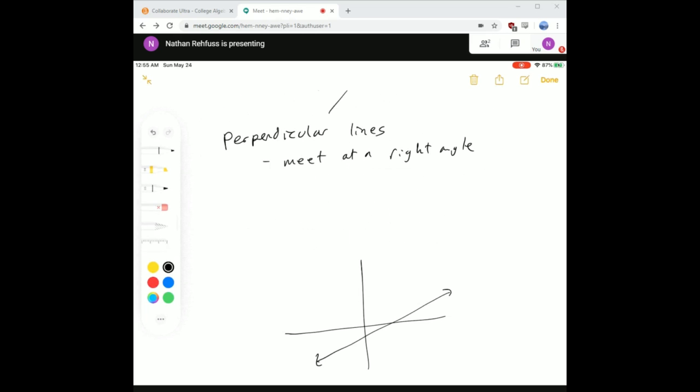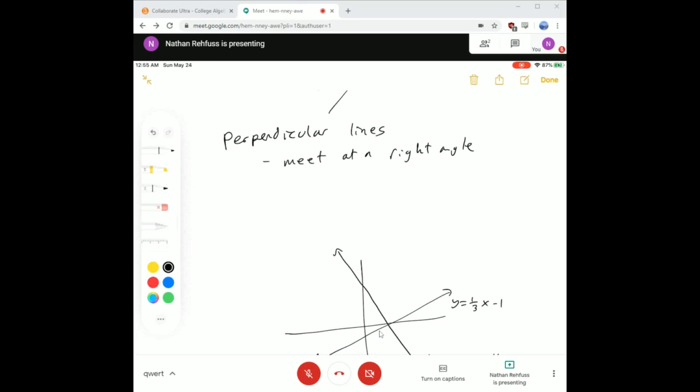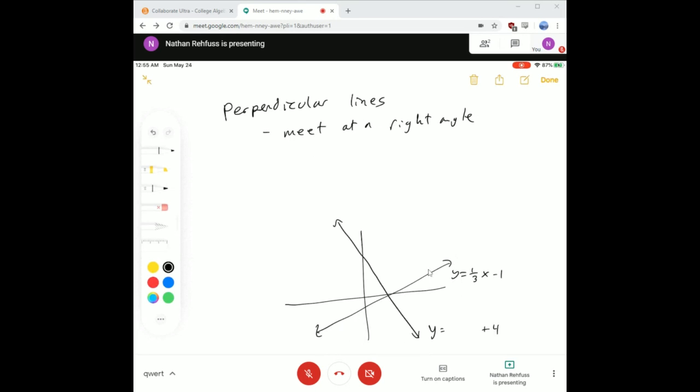Here's an example. This is y equals 1/3 x minus 1. Let's say that this line is perpendicular to it. I see the y-intercept is about 4, so I'm going to put in a plus 4 there. But what can I say about the slope? First off, the one slope was positive, so if this is going to be perpendicular to something with a positive slope, this has to have a negative slope. If they're both positive or both negative, there's no way they're perpendicular.